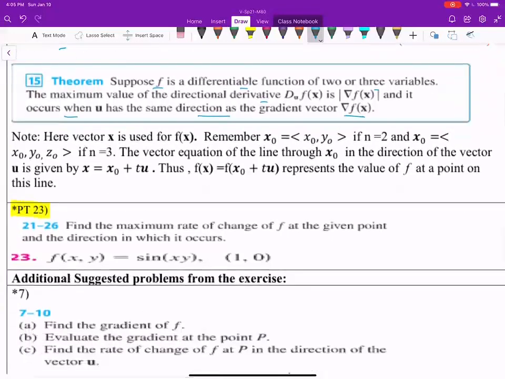Problem number 23 is based on the directional derivative and the gradient vector, and it has to do with the maximum rate of change. Problem number 23 is done in the section video. Please refer to the section video for problem number 23.